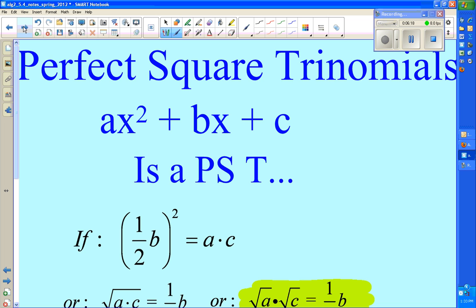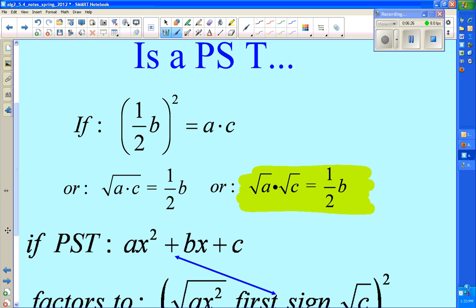Now, these are the notes that are part of the factoring review on PSTs. There's a couple of ways to tell if you have a PST, and one of them is, if you're in standard form, half of b squared is equal to a times c. Sometimes, though, that gets to be kind of big, especially if a and c are larger numbers, and I keep telling you, don't use your calculator for this stuff. So the other way to do it is to look at the radical, the square root of a and the square root of c, and multiply those together, and that should be equal to half of b. Easy, this yellow one is the easiest way to go.